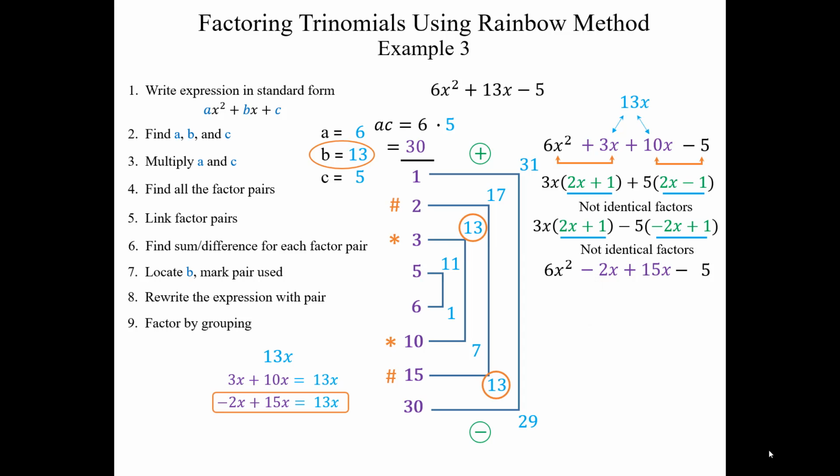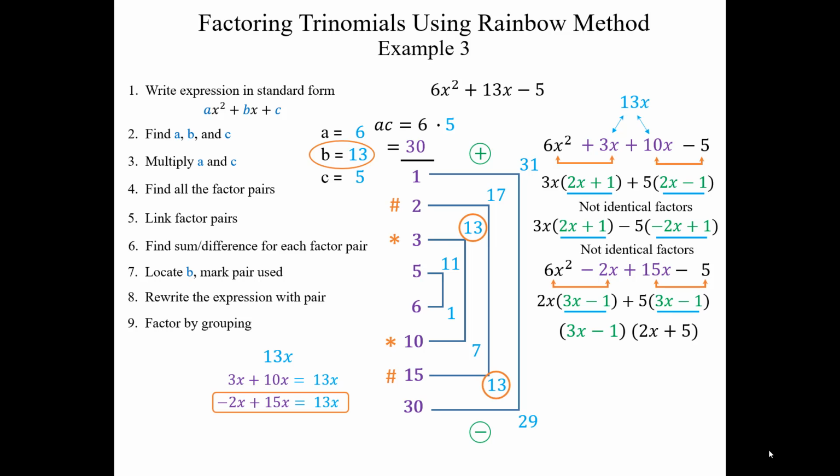Now let's do our factor by grouping. Our first group is 6x squared minus 2x. Our second group, 15x minus 5. From the first group, we can factor a 2x. That leaves us some 3x minus 1. From the second group, we can factor a positive 5. That leaves us a 3x minus 1. Checking these in the parentheses, and yes, they are both identical now, so we can continue.